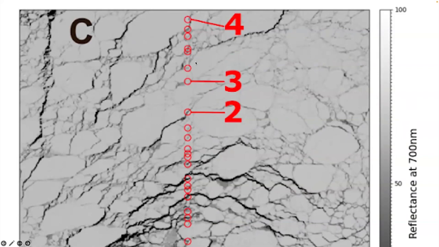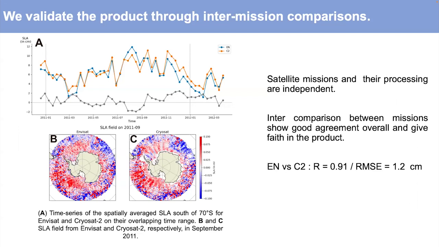It's quite tricky to differentiate because if a lead forms, so open water, and then it freezes super quickly, it will have the same specular waveform. So we can't really differentiate between the two. So it has some limitations, but as I said, I think it's the best that we can do right now. And here we try to validate the products.